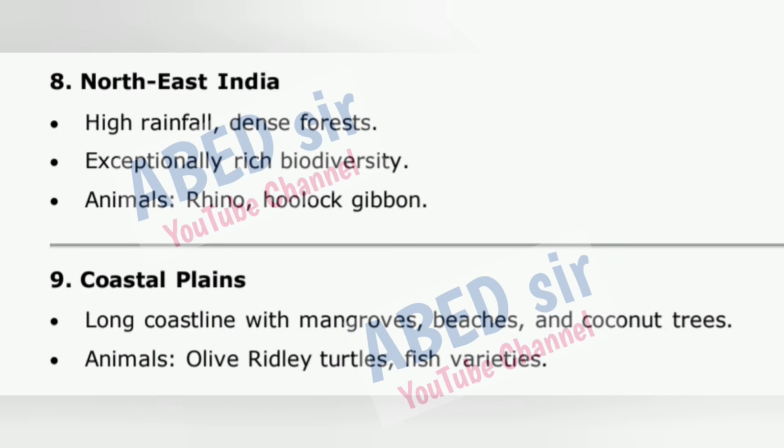Exceptionally rich biodiversity. Animals: rhino, hoolock gibbon. 9. Coastal plains. Long coastline with mangroves, beaches, and coconut trees. Animals: olive ridley turtles, fish varieties.